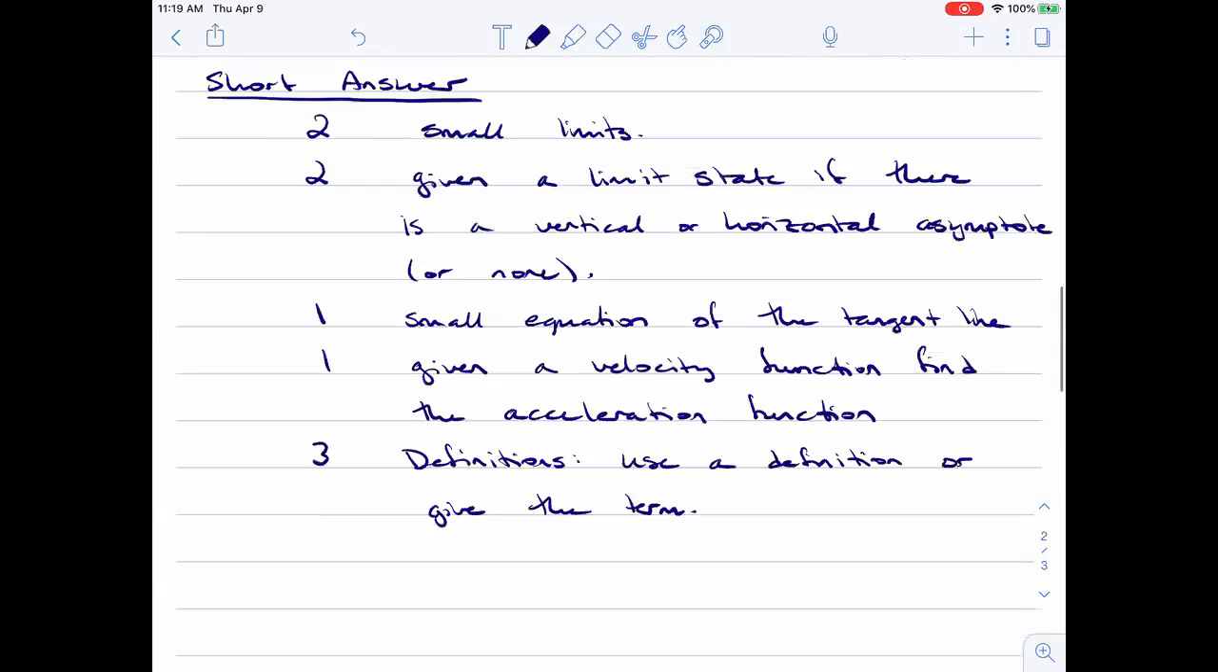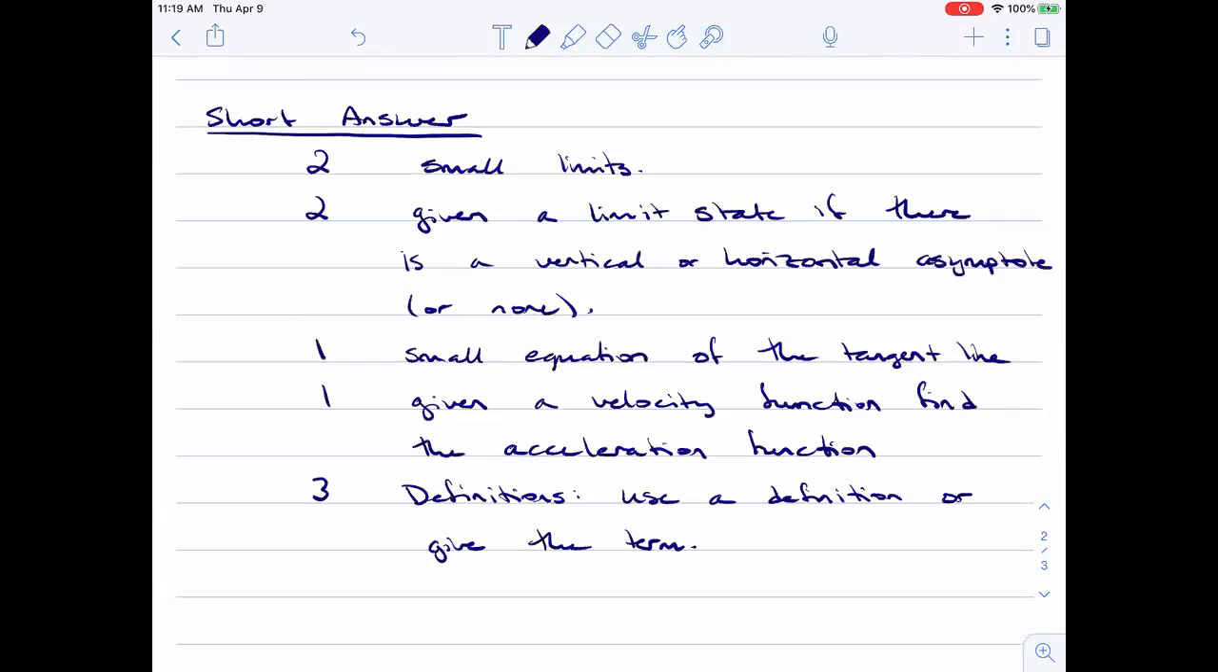So these short answers, I mean, they're kind of variable, right? So these are not really money makers. If I was writing this test, I would focus on long answers, which we're going to go through next, and then just kind of plow through these if you're short on time, right?